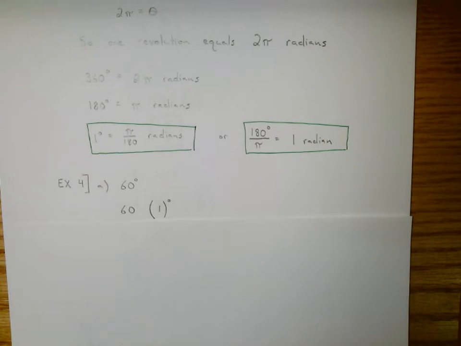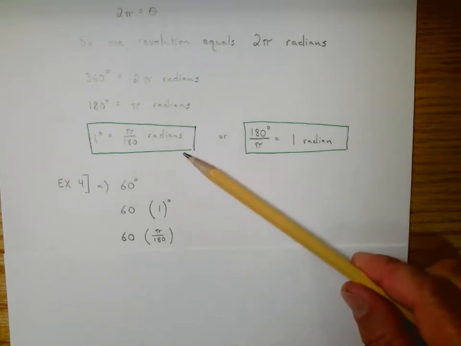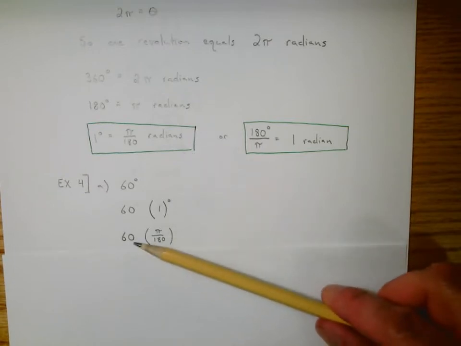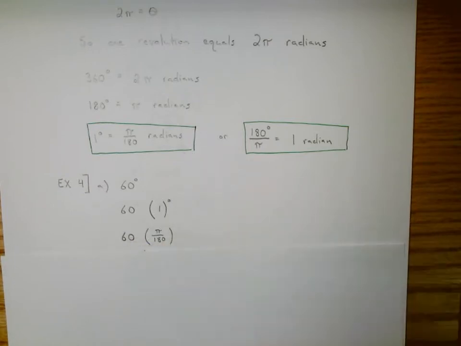So I've written this as the product of 60 times 1 degree. Now, I'm only going to show this step in part A. It's one that we can basically leave out once we understand the process, but I showed it here since it's new. 1 degree is equivalent to pi over 180 radians. That comes right out of this box here. If I multiply, obviously I have a common factor in my numerator and denominator of 60, so reducing this gives me pi over 3, and that's my radian measure.